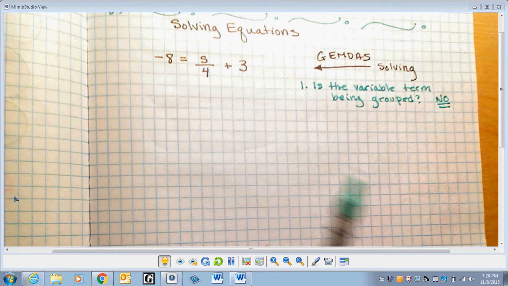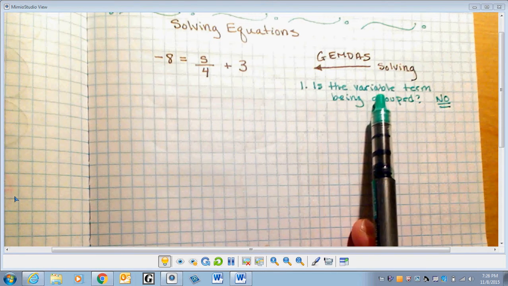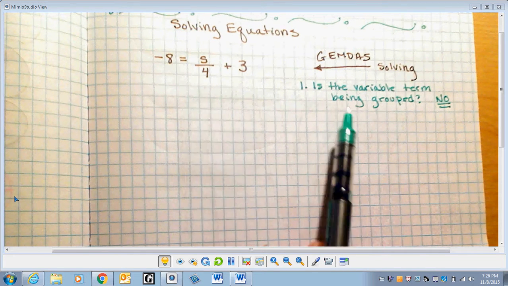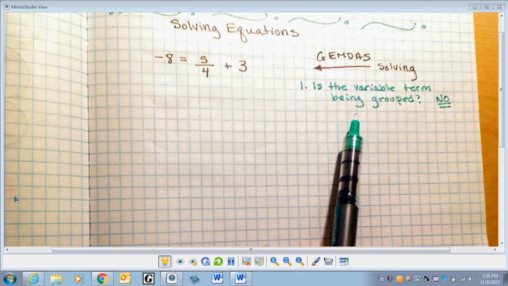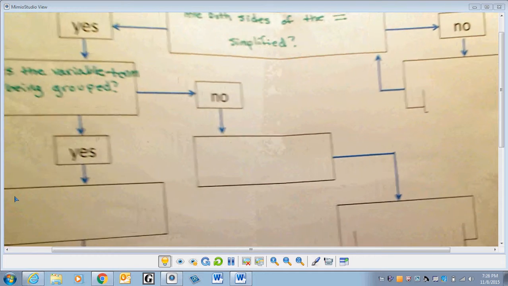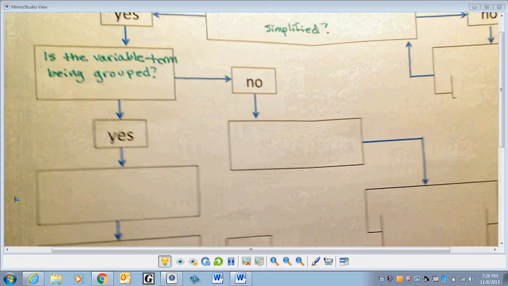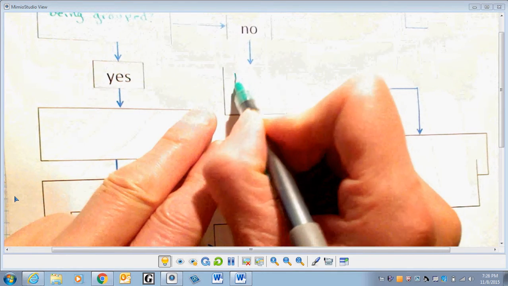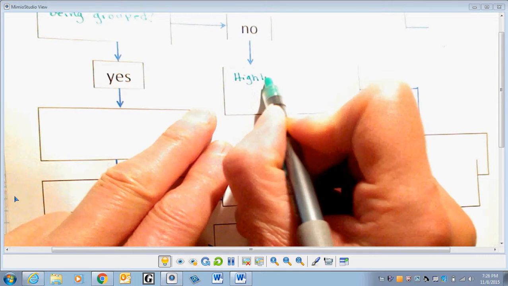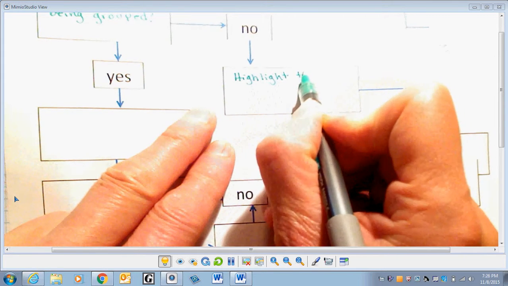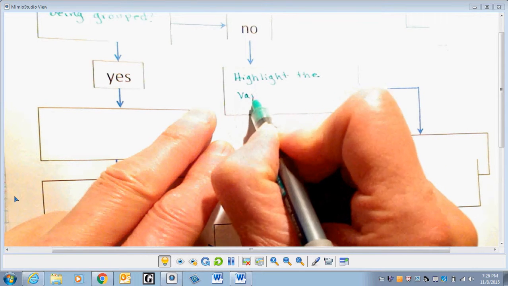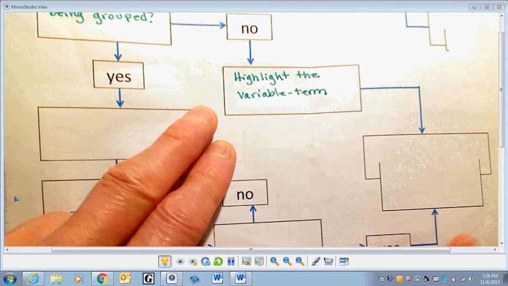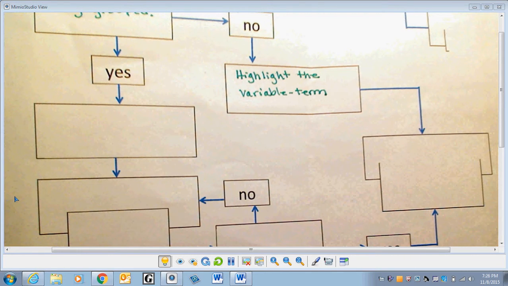Initially when we're doing these, I do want you to write down these questions. You're going to use your flow chart. You're going to write down these questions and answer them as you go, so this becomes a part of your memory. So the answer is no. When we look at our flow chart and it says, is the variable term being grouped? The answer is no. So right here, we're going to highlight the variable term.